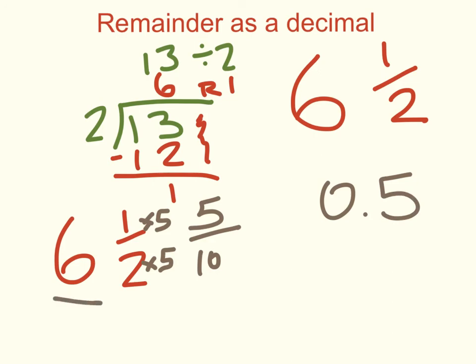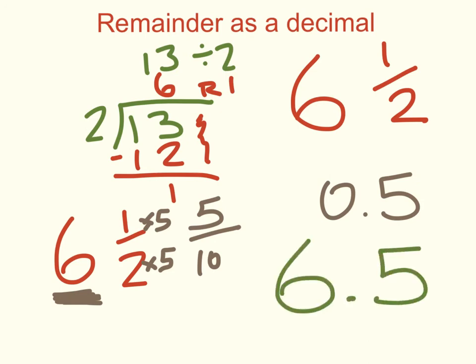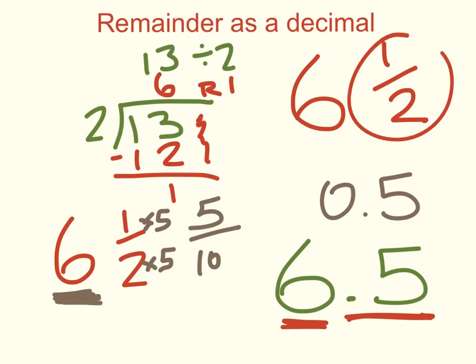But I can't forget about my 6 whole numbers that I have in it as an answer. So my final answer becomes 6.5. Because the 6 is like my answer, and the decimal 5 is like my remainder over my divisor. And that's how you write your remainder as a decimal.